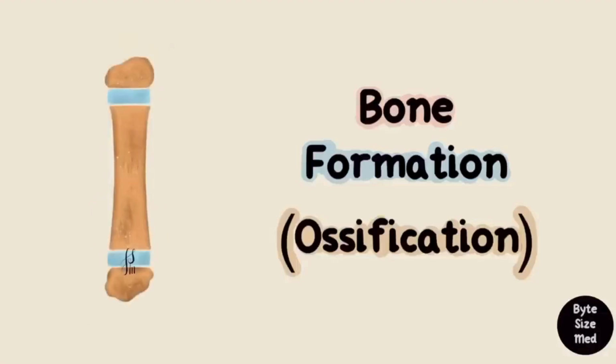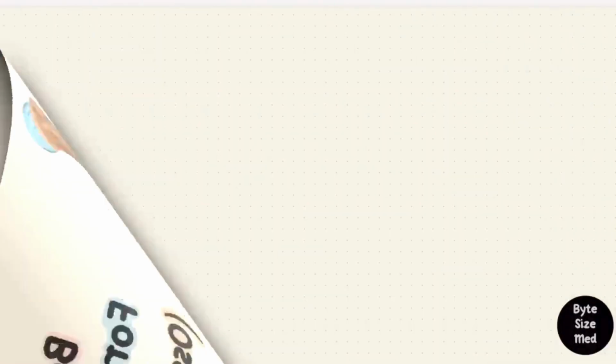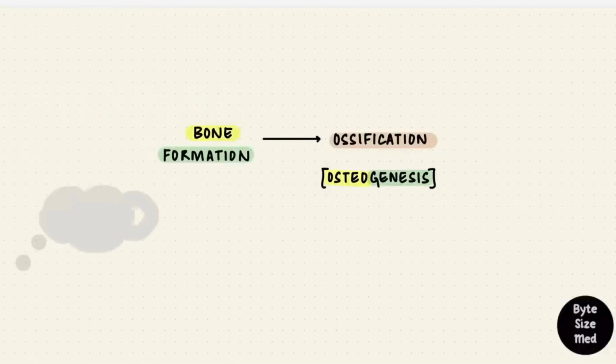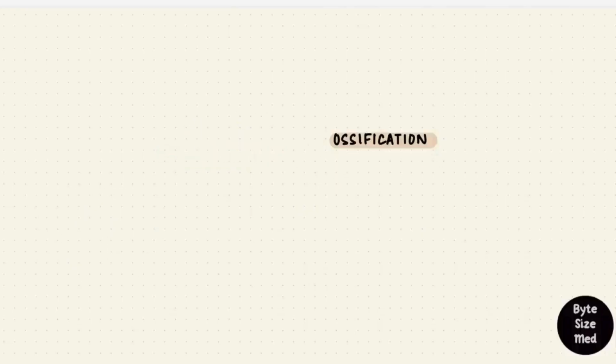form, and how they grow. Bones form by a process called ossification. It's also called osteogenesis because it's forming bone. Now, when I studied this, I found it quite confusing. So this video is my best understanding of ossification. I hope it helps you out.